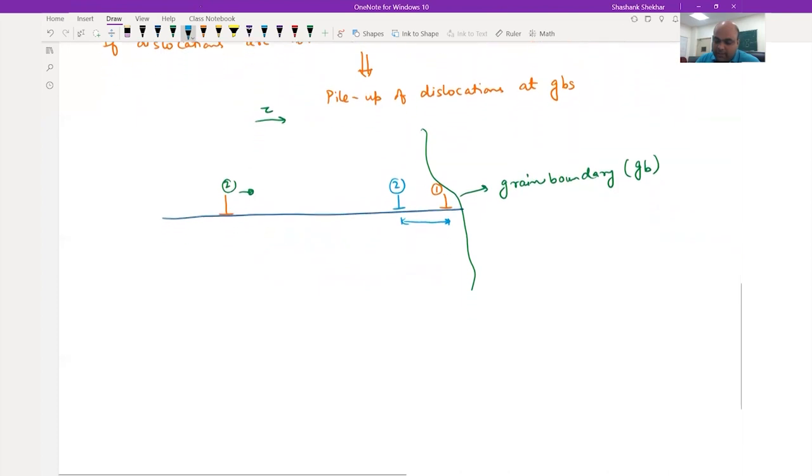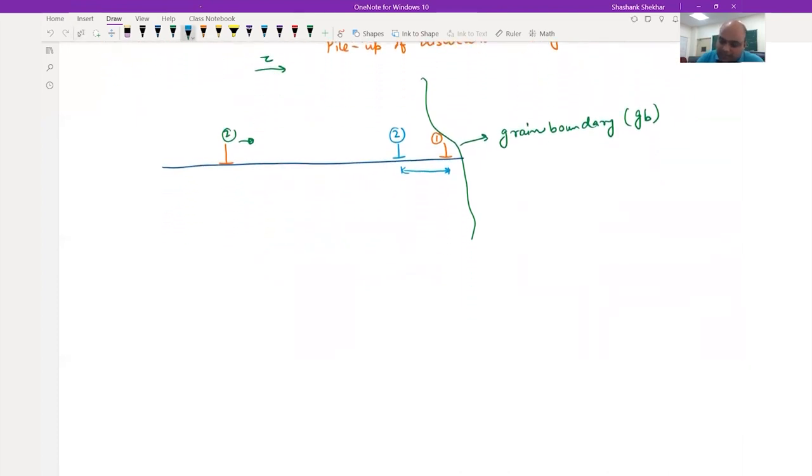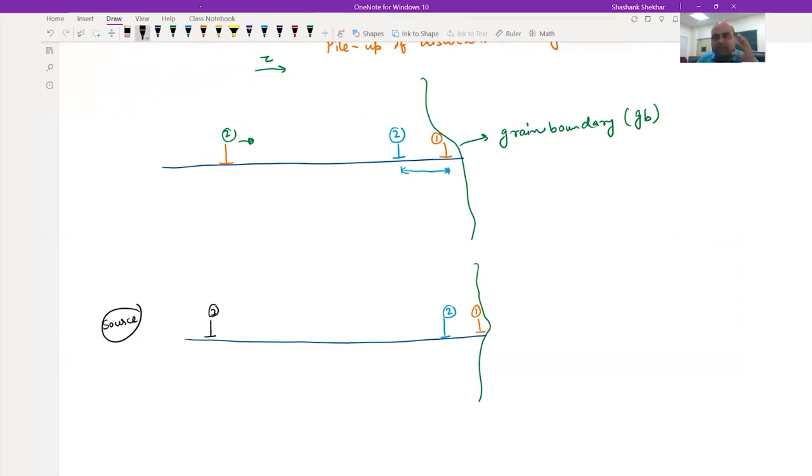Okay. Now let's see what happens when we have a third dislocation. So again, the same grain boundary, slip plane. We already have dislocation number one, then dislocation number two. Now a third dislocation is coming. So we have dislocation number three, and somewhere here you have a source of dislocations, which is ejecting dislocations continuously on this slip plane. And because of the applied stress, dislocations are moving on the slip plane. Okay, so the third dislocation is moving along this direction.